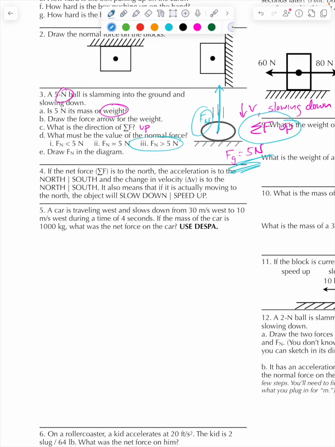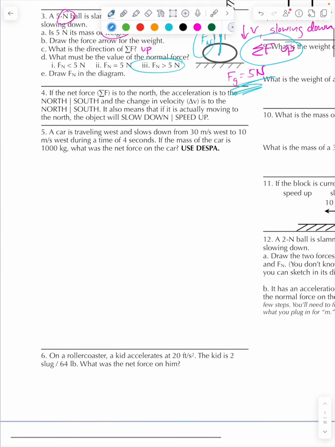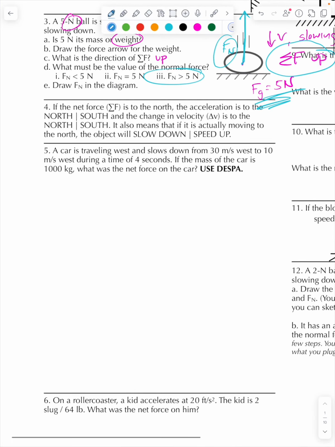Let's do number 5, which brings back a little bit of kinematics with forces. So no, you don't have to use DESPA. We're just doing multiple choice. But I'm going to show a little bit of work just to show you how you could solve the problem. Now keep in mind, we have 100 questions, multiple choice, in 120 minutes. That's a little over a minute per question.